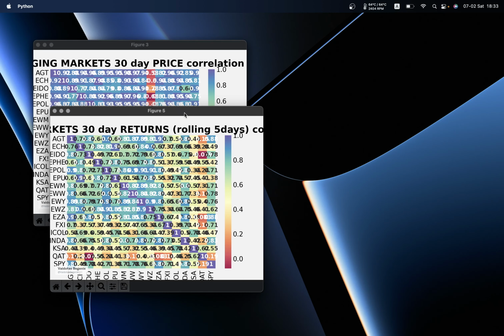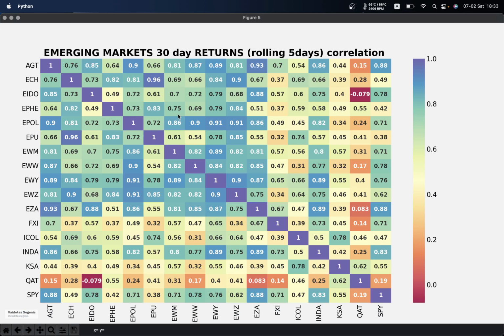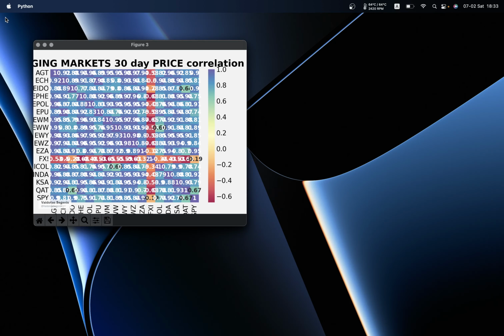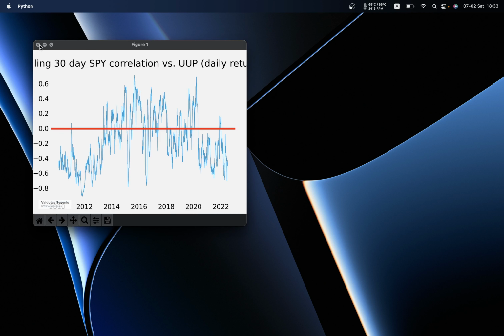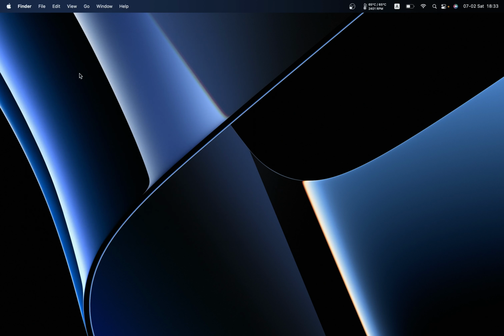And rolling 5 days, ECH is quite low, EPHE is quite low, EPU is quite low, KSA, QAT, ICOL, yes. So that's why I don't have any emerging markets trades now, because this situation has been continuing for quite a while, and I don't see any new signals from that.